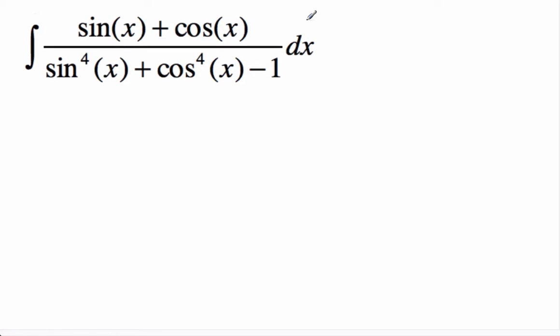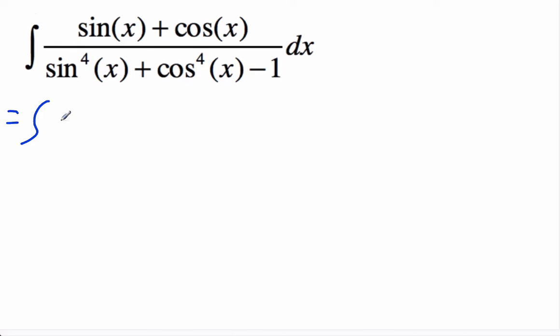Hello, this is Mr. Collier, and today we're doing this rather complicated looking integral. So to do this, we're going to look at the denominator and see if we can rewrite the denominator some way. It'd be nice if this was sine squared plus cosine squared, then we know this equals 1. So we're going to try to make that happen.